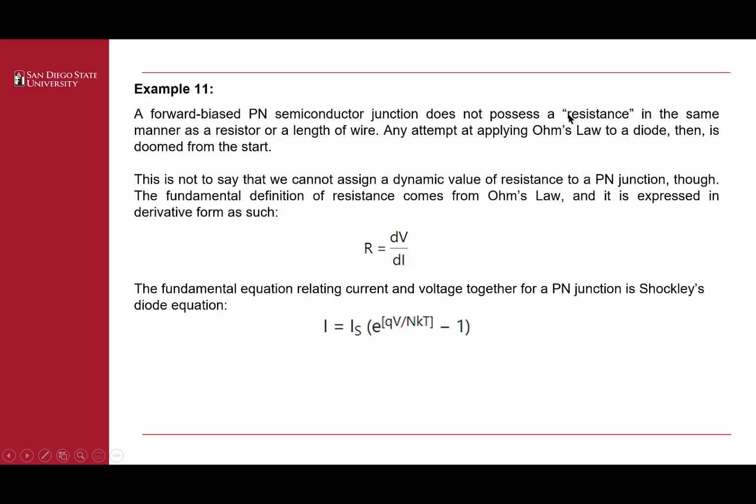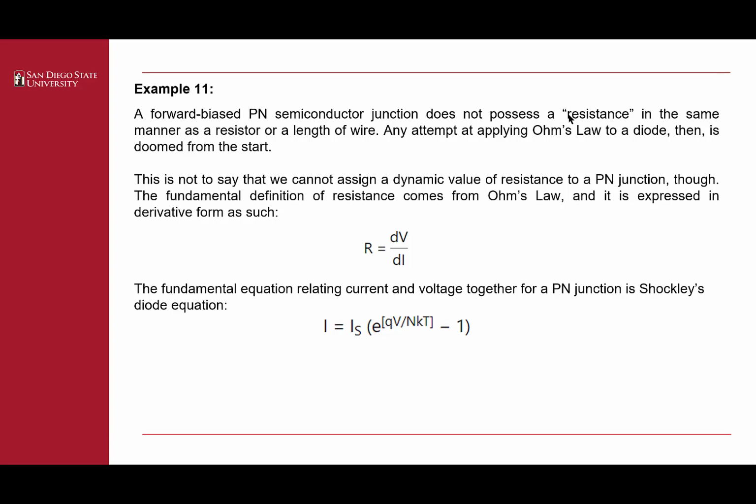A forward-biased PN semiconductor junction does not possess a resistance in the same manner as a resistor or a length of wire. Any attempt at applying Ohm's law to a diode then is doomed from the start. So it's not the best practice to apply Ohm's law to diodes.